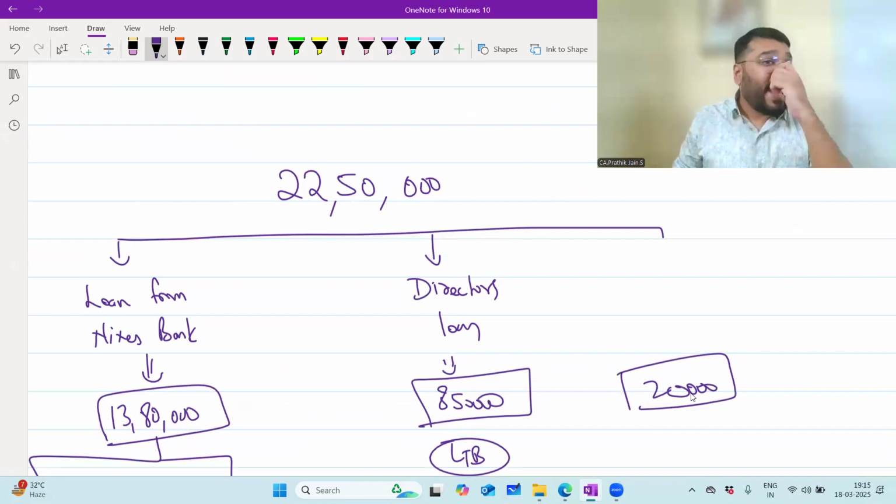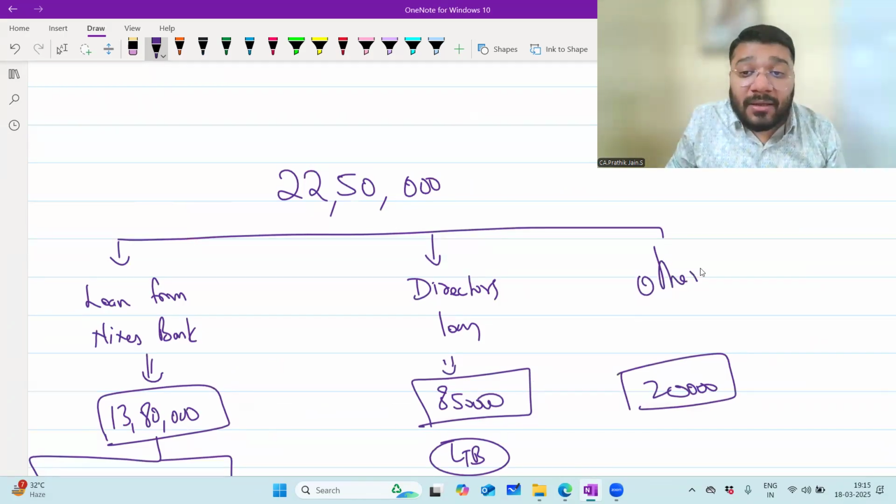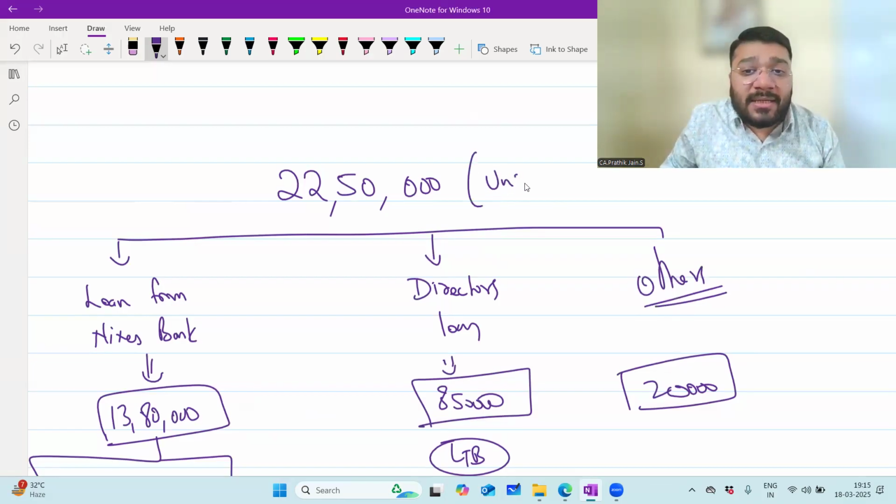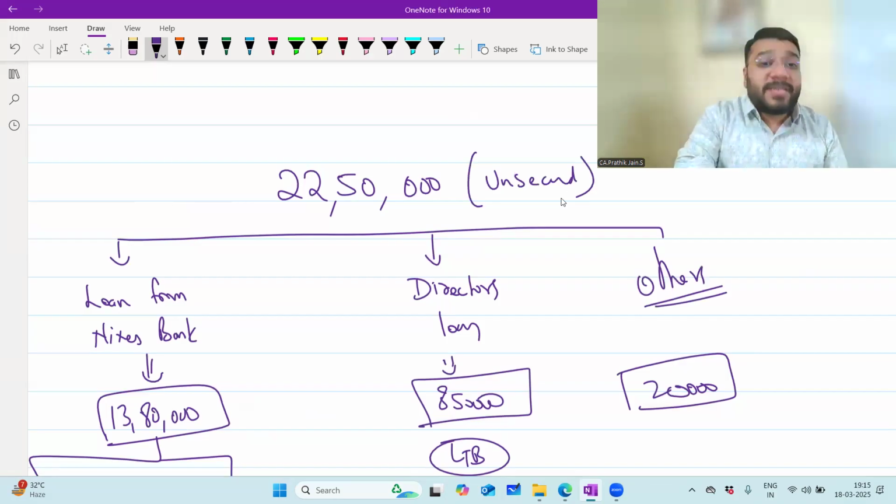Is there any balance amount? 20,000 is the balance amount. Have they told you what this amount is, or from whom we have taken the loan? Nothing is mentioned. So this will be called others. And this entire 22,50,000 is unsecured. Now listen to me very carefully.